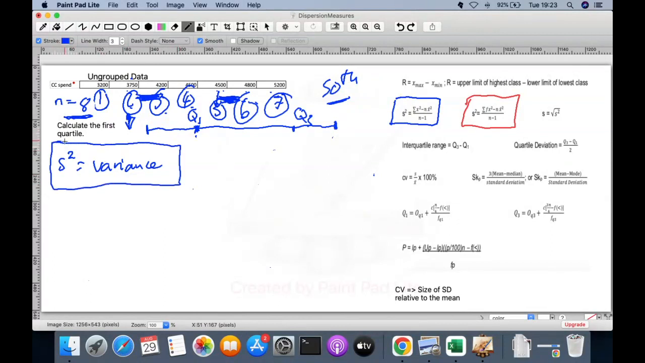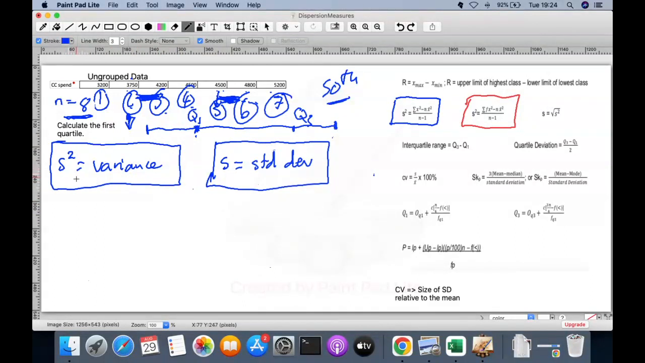And if you've got your variance, you can then work out your standard deviation, because your standard deviation is the square root of S squared. So that's just your S, and that's your standard deviation. Okay, know the difference.